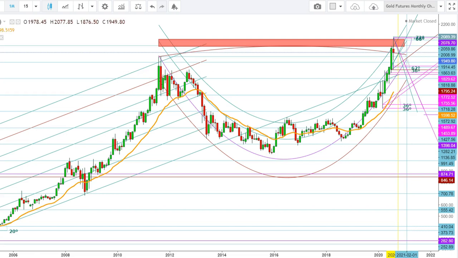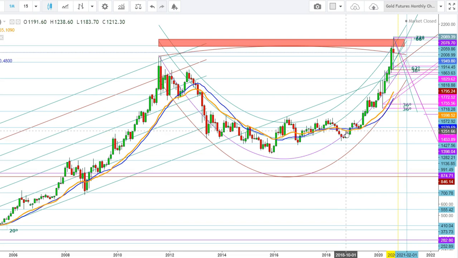Now let us check the current position of the 20 days moving average. Here you can see that when the 20 days exponential moving average formed a bullish crossover here in June 2019, the gold futures continued this uptrend since then.